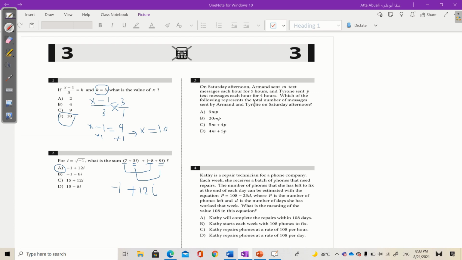He said here, what is the total? The total means plus. So now here he sent B. How many? In 5 hours, so 5 times B plus, here 4 hours, which is M. So 4 times M. As you see, we know that addition is commutative, so the answer is equal to D.